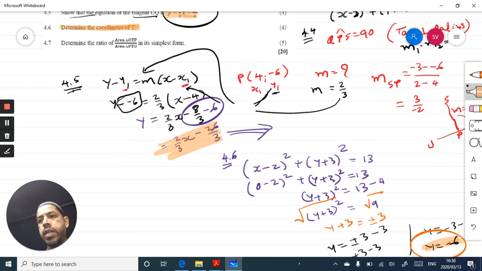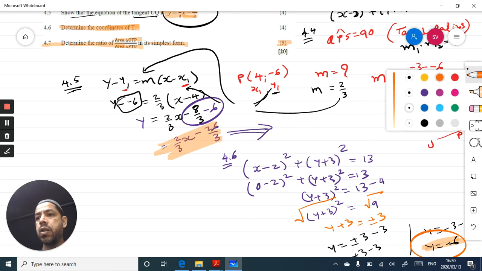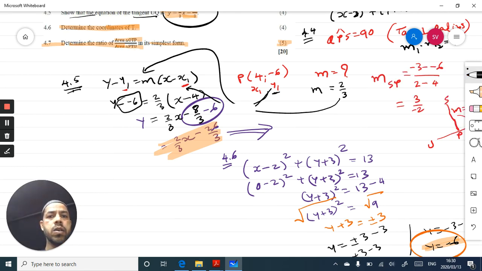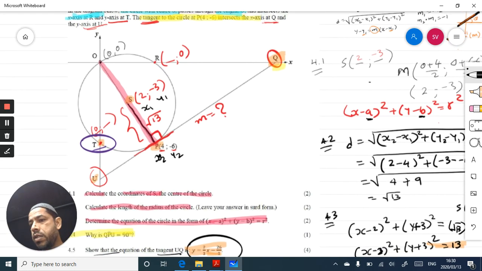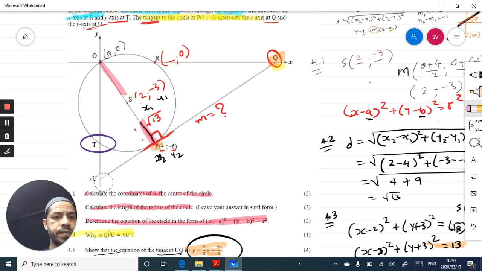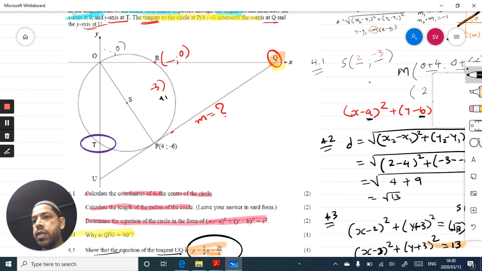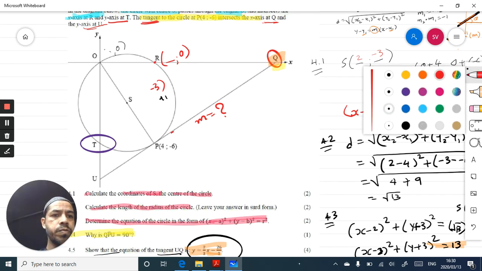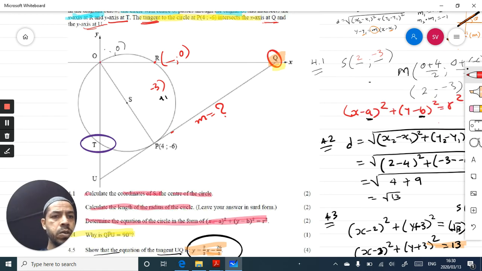Okay, let's go ahead and read the next question. Determine the ratio of triangle OTP and PTU in the simplest form, and it consists of 5 marks. So I must observe which area they are looking for. They are looking for the area. Let me just erase all the values, it's too congested. So they are looking for this area, OTP. So basically the area of this triangle.